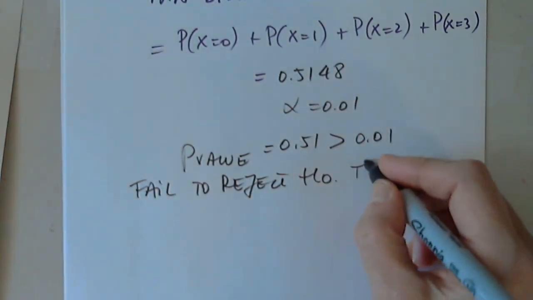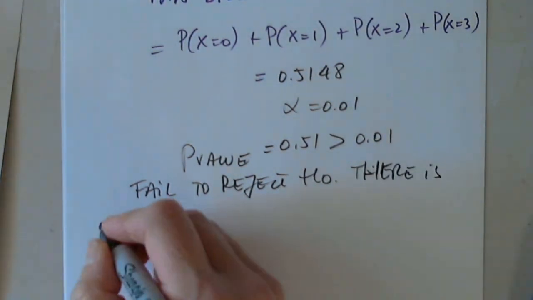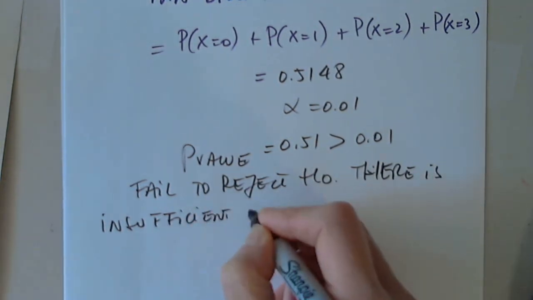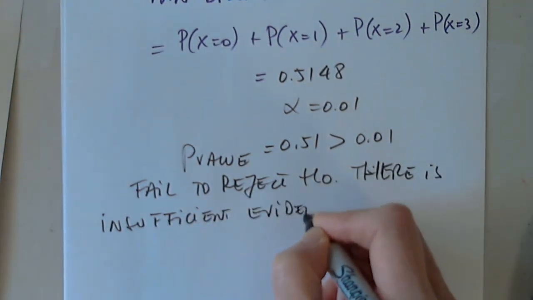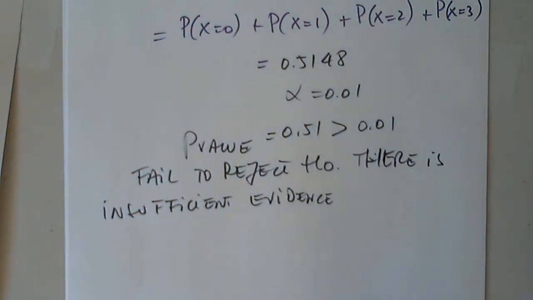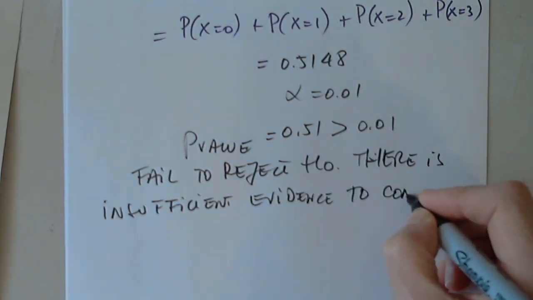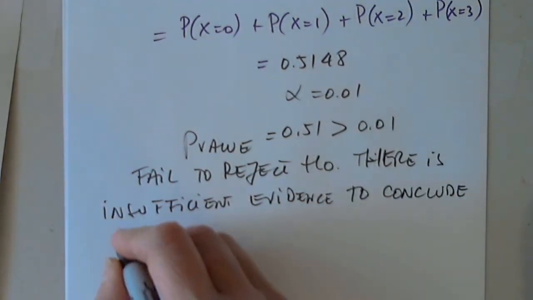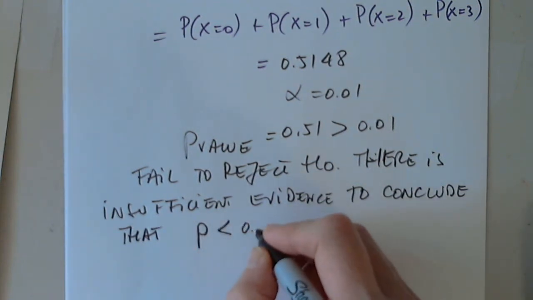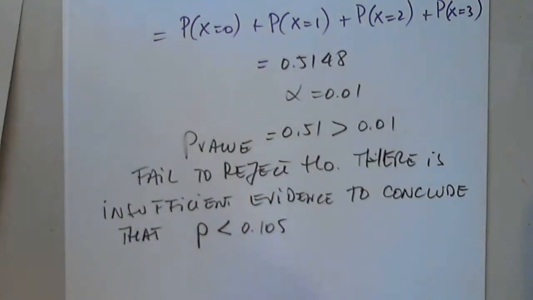And we can say there is insufficient evidence to conclude that it has decreased, that the percentage had decreased. So evidence to conclude that P is less than what was it? 0.105.